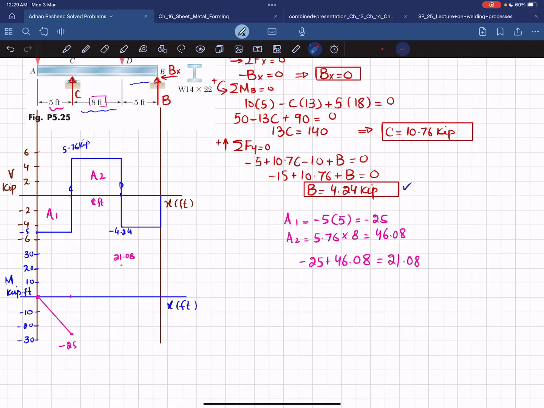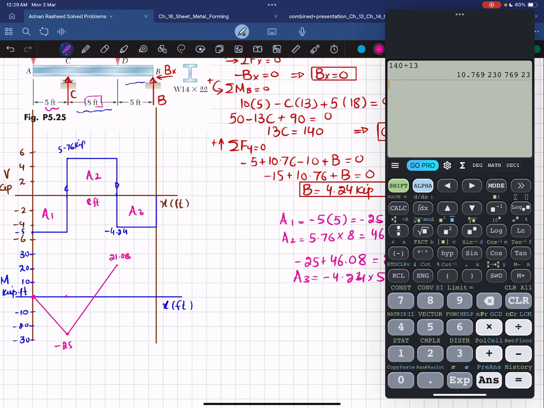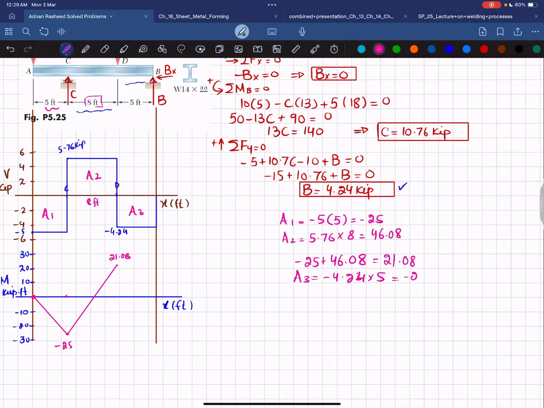And you can see that shear force is a horizontal line with area A2 positive. So bending moment will be one degree higher and it will be a straight line. Slope will be increasing. Now the last area is A3, and you can see A3 is equal to minus 4.24 multiplied by 5, which will give you minus 21.2.